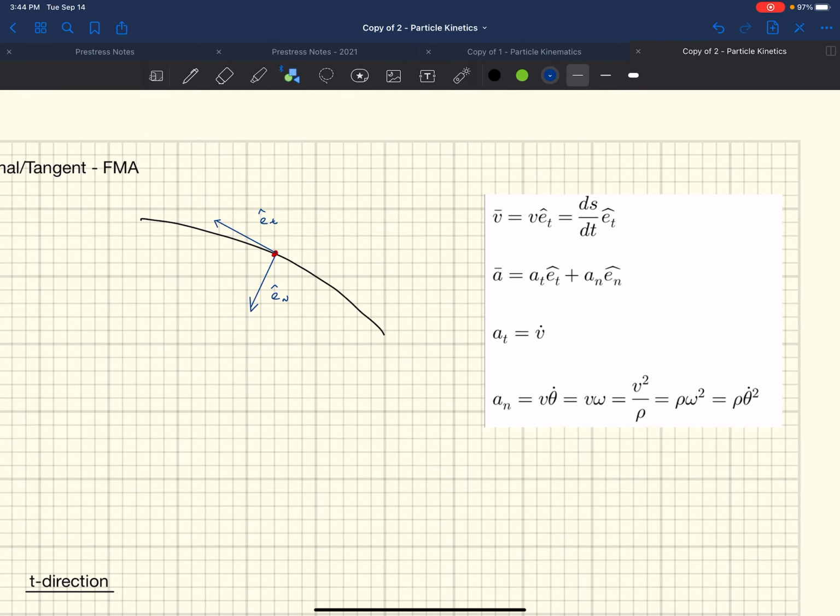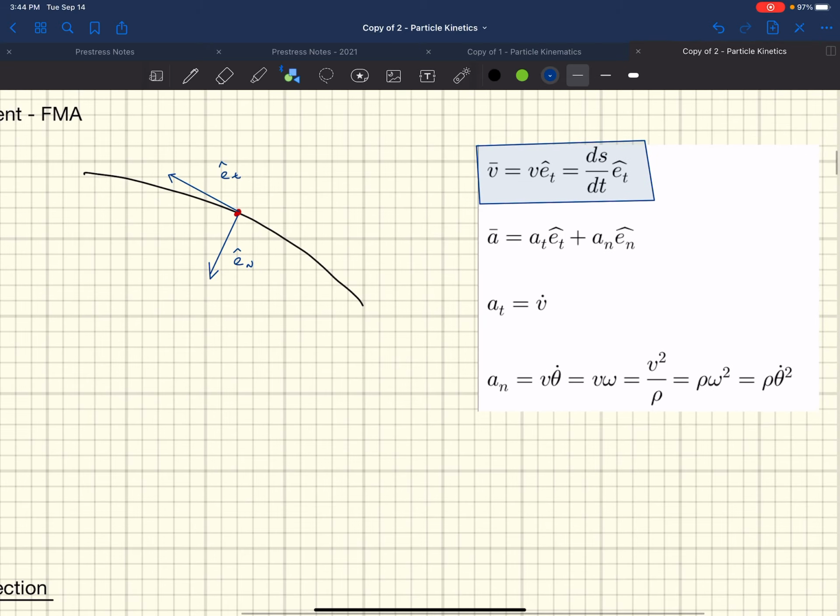Okay. In terms of velocity, all of the velocity is always in the ET direction. And so that is what this is right here. All of the velocity is in the ET direction. There is no normal component to it. It's part of the definition of this coordinate system, right? We have a tangent. Velocity is always tangent to the path. If it's not, then it's not on the path.